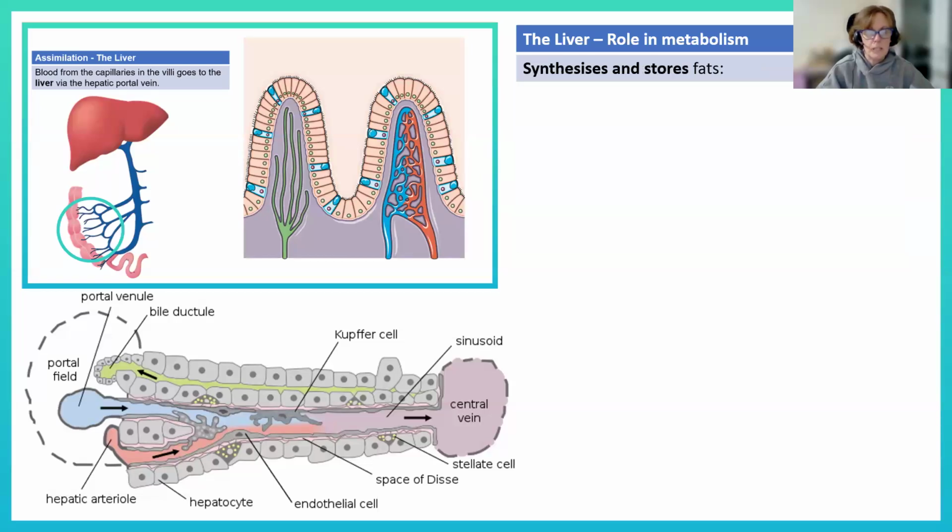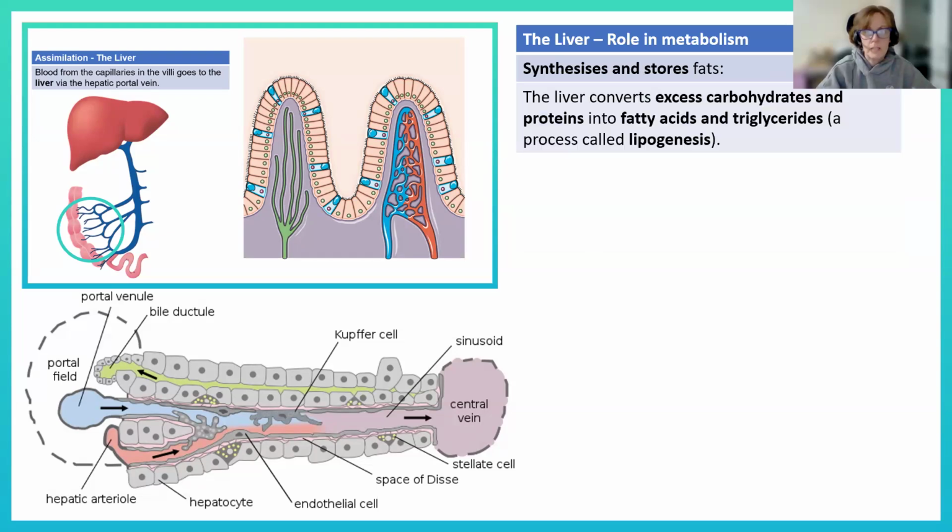So it also synthesizes and stores fats. What it can do is convert excess carbohydrates and proteins, so if you eat a lot, into fatty acids and triglycerides. So it can store other substances that we eat. If we eat in excess, we can store fatty acids and triglycerides. We call this process lipogenesis. So lipo as in lipids, which is the name for fats and oils, and genesis is to make something.